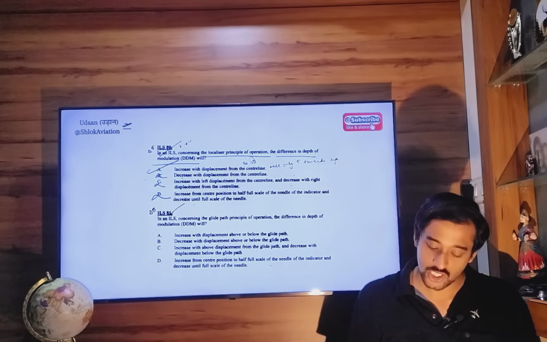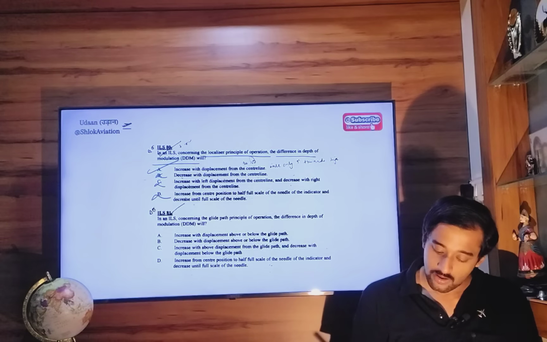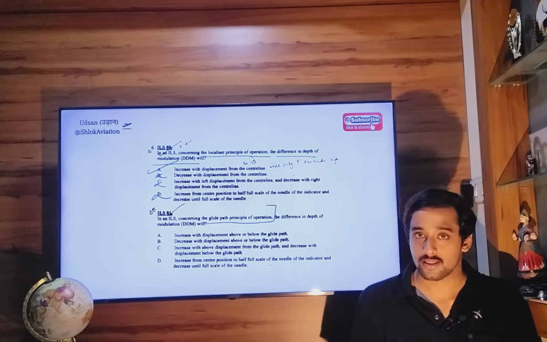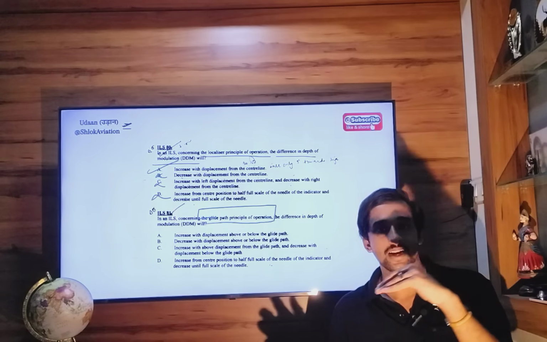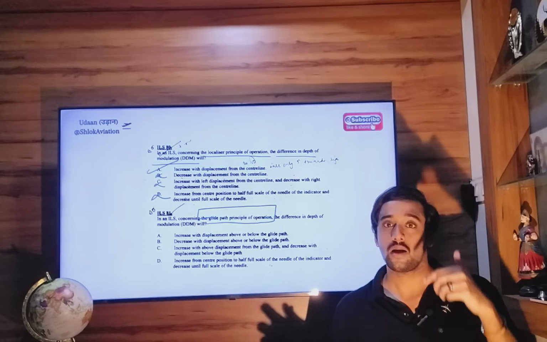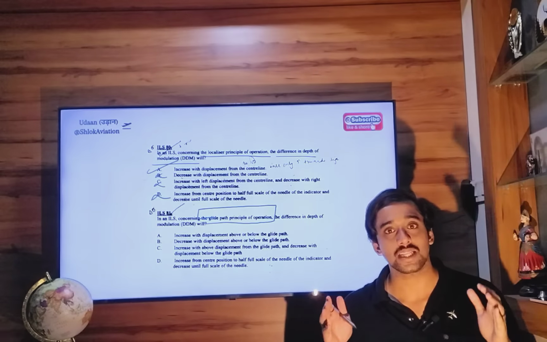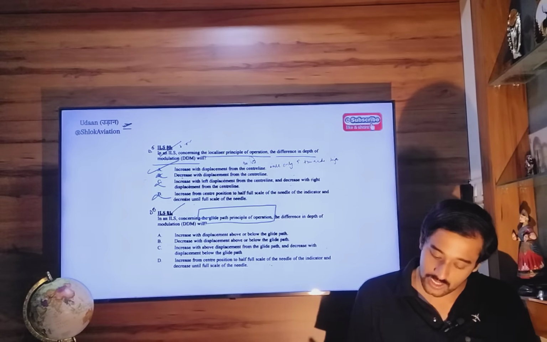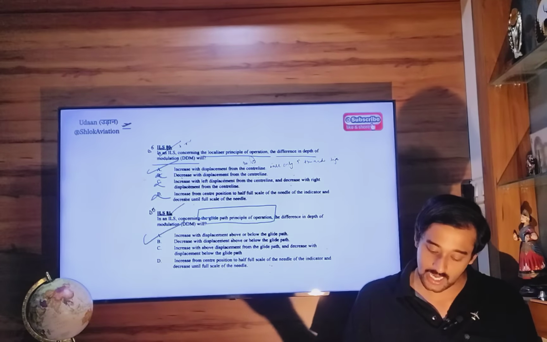Now question 81 is a similar question, so I have joined them. This talks about the glide path. The same principle is applicable to the glide path. If you are correctly on the glide slope, the difference in depth of modulation will be zero. If you are above or below the glide slope, the difference in depth of modulation will increase linearly. So it increases with displacement above or below the glide path. So option A is the right option.